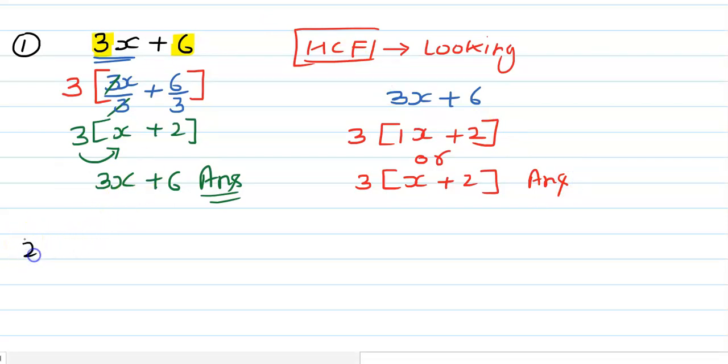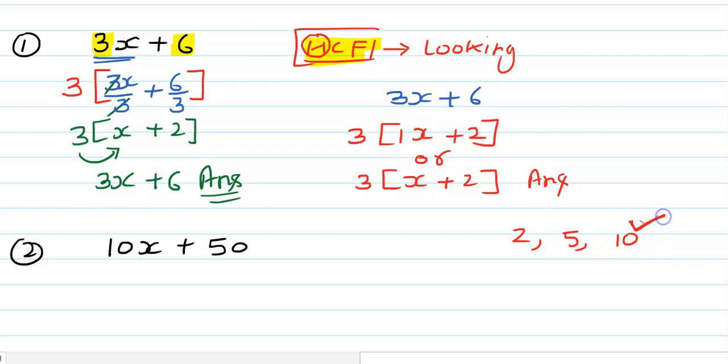Now, if I take another example, suppose 10x plus 50. What are we looking for? We are looking for the highest common factor. If I ask in which timetable 10 and 50 come, you can say in the 2 timetable 10 and 50 come, right? Then in the 5 timetable 10 and 50 come, and then the last number is 10. In the 10 timetable 10 and 50 come. So we are looking for the highest common factor. Their highest common factor is 10.